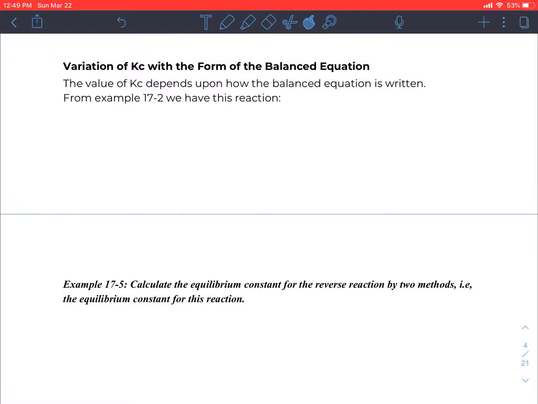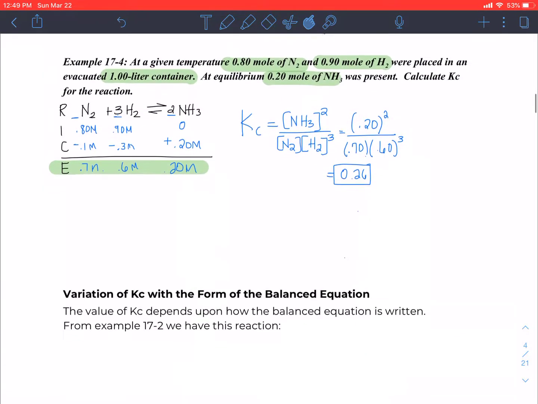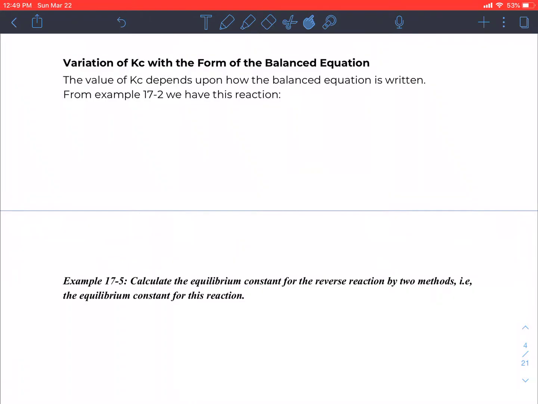Okay, so this is the next video. We had just finished 17.4, so we're on the next part. Okay, so variation of Kc with the form of the balanced equation. So your Kc depends on how the balanced equation is written.